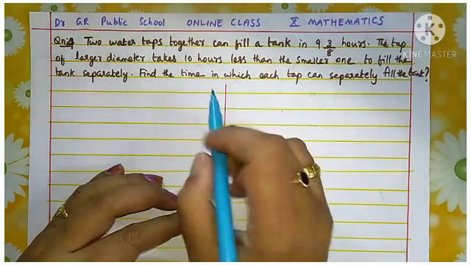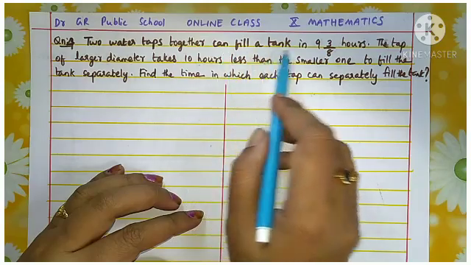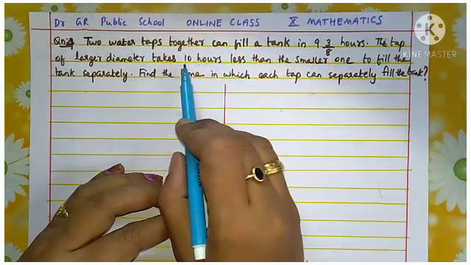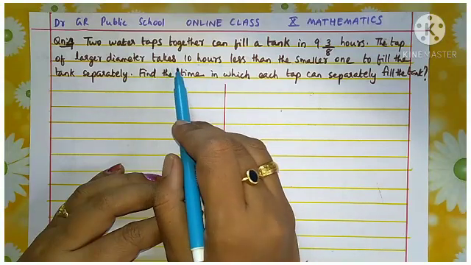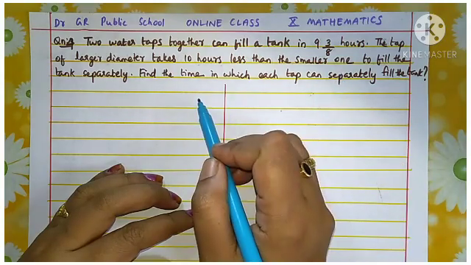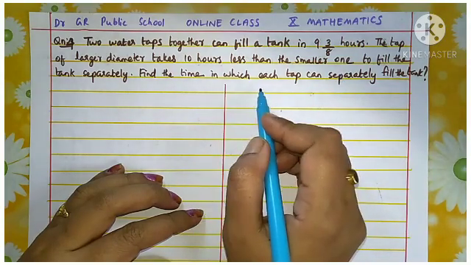Okay, you understood? The two different taps together are taking a time of 9 3/8 hours, and there is a comparison. The larger pipe is taking 10 hours less than the smaller one to fill the tank. I hope you understood the question.